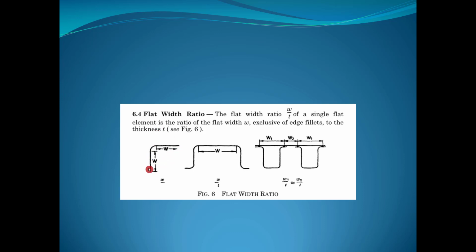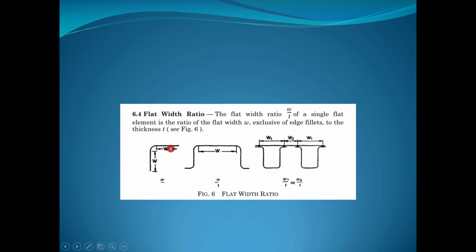So the thickness will be a constant value for any cross section. The width is something which varies and has to be taken care of. So for this section, the width of this element is from here to here, excluding this corner. So this is the edge fillet. So width W by T will be the flat width ratio for this angle. If the angle is symmetric, then it will have the same flat width ratio. If it is unsymmetric, it will have two flat width ratios, out of which the highest is to be considered, because the highest will always be weaker because of the larger unsupported length.